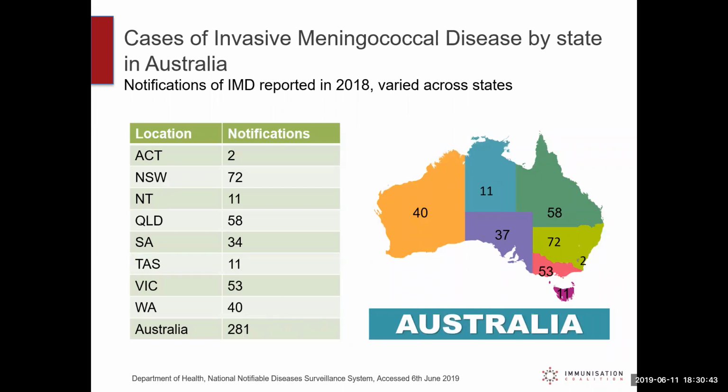Notifications, just in a different graph, so you can just see where everybody was sitting last year. A total of 281 notifications in 2018. So we've certainly got a little way to go to beat that number this year. But like I said, we're only just really reaching into meningococcal season now.